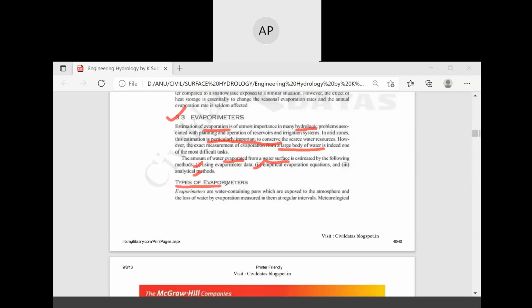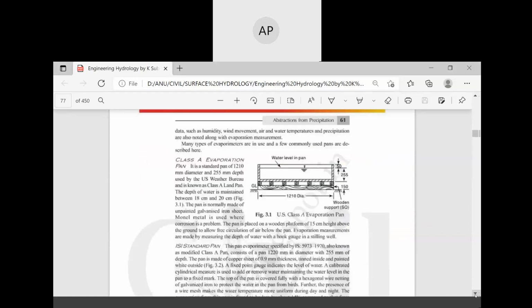Okay, and types of evaporimeters. Evaporimeters are water-containing pans which are exposed to the atmosphere, and the loss of water by evaporation is measured in them at regular intervals. So these are generally water-containing pans. Factors such as humidity, wind movement, air and water temperature, and precipitation are also noted along with evaporation measurement.